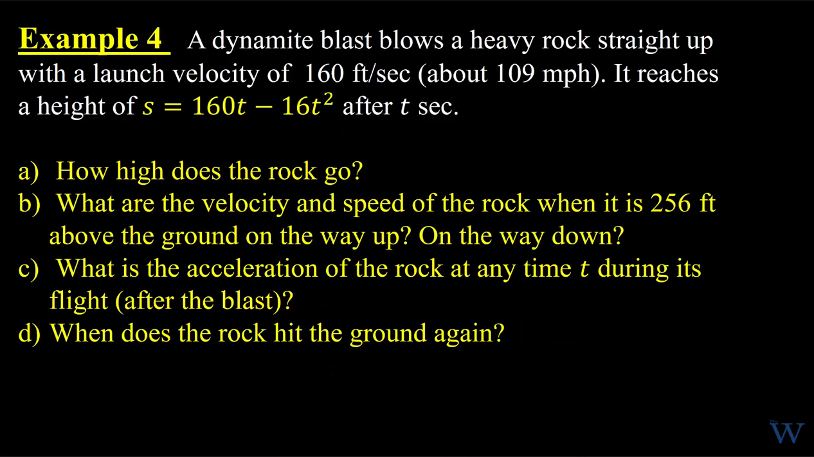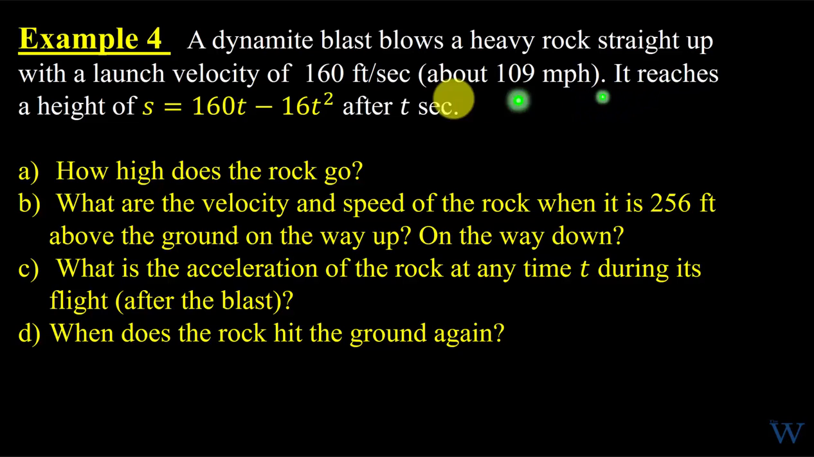Next. Okay, example 4. Right, here in example 4, we have a dynamite blast blows a heavy rock straight up, and it goes up, like suppose it blasts here, kapoosh, and then goes up, and then it reaches a height there, and then comes back down. Okay, so it has a launch velocity of 160 feet per second, about 109 miles per hour.